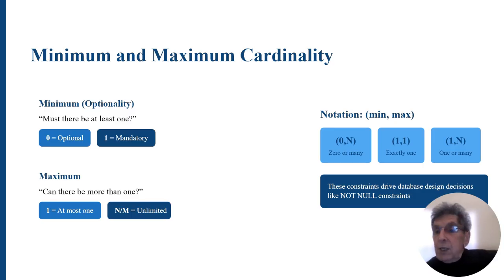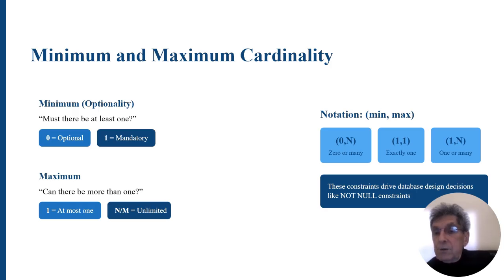All right, let's formalize what we've been discussing intuitively. Cardinality has two components, the minimum and maximum. The minimum cardinality, also called optionality, answers: must there be at least one related instance? Minimum 0, optional: a patient may have 0 visits, it's allowed. Minimum 1, mandatory: every visit must have at least one diagnosis, it's required.